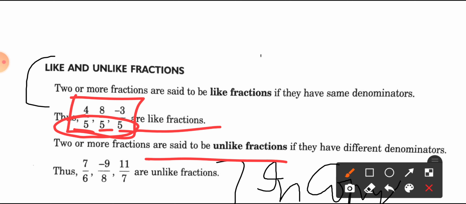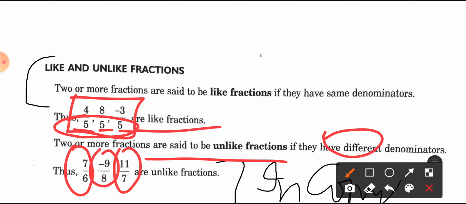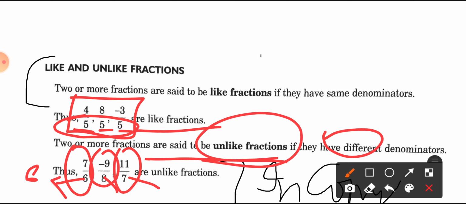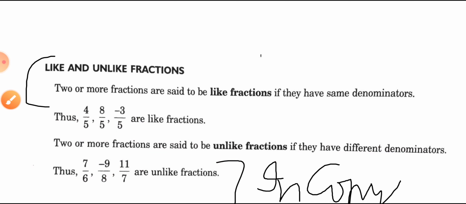Unlike fractions means they have different denominators, like 7 by 6, minus 9 by 8, 11 by 7. 7 by 6 has denominator 6, then it is 8, and here 7. It means all denominators are different here. So this type of fractions are known as unlike fractions. And like fractions means which have the same denominator.